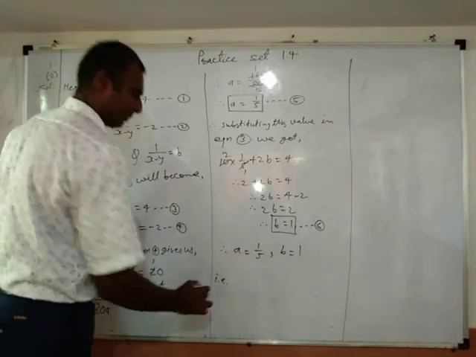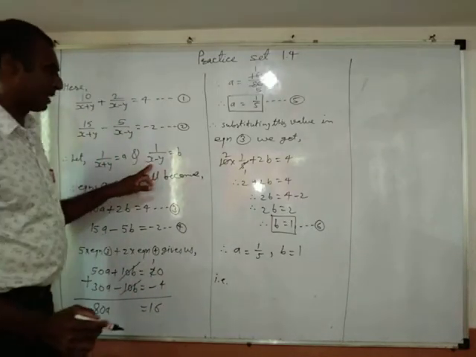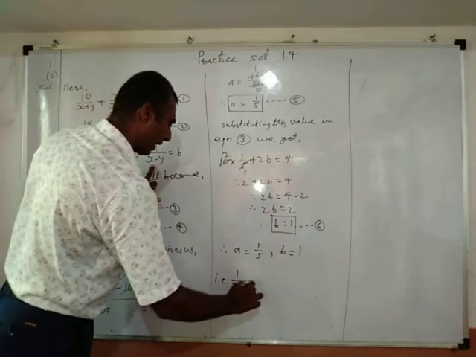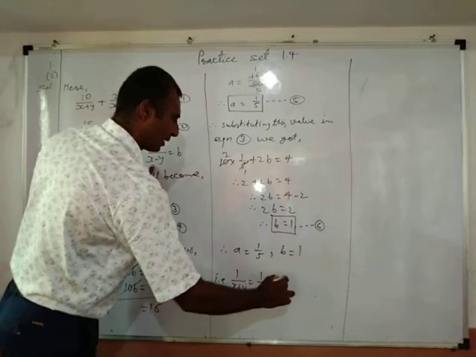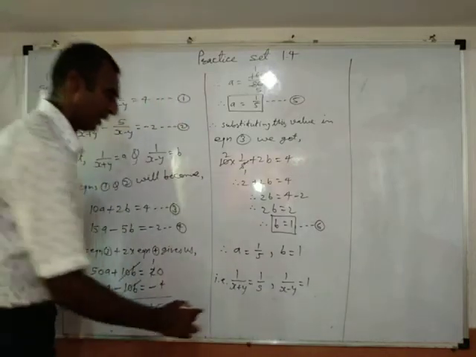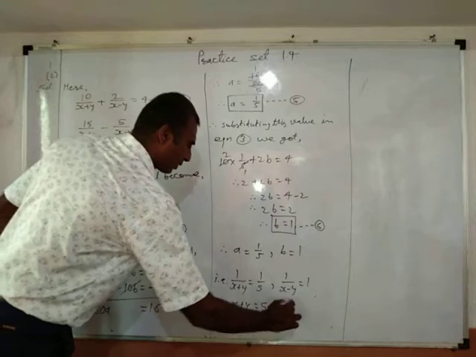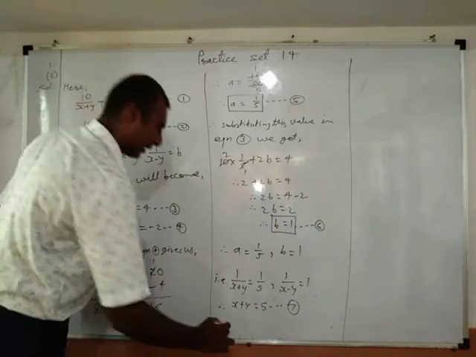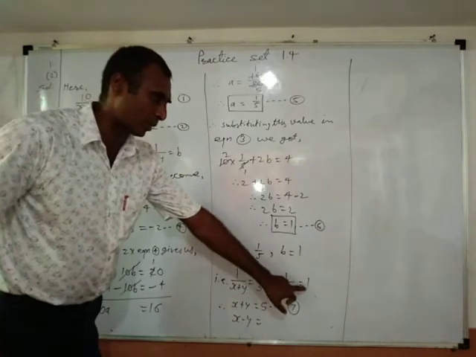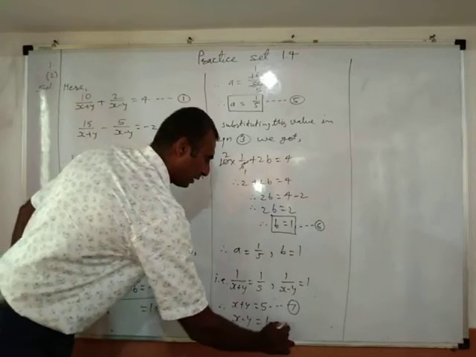That is, actually a is 1 upon x plus y and b is 1 upon x minus y. That is, 1 upon x plus y must be 1 by 5. Similarly 1 upon x minus y must be 1. And therefore x plus y must be 5. Let's call it equation 7. And x minus y equals, as 1 upon x minus y equals 1, means 1 upon 1, and therefore x minus y will be again 1. Equation 8.